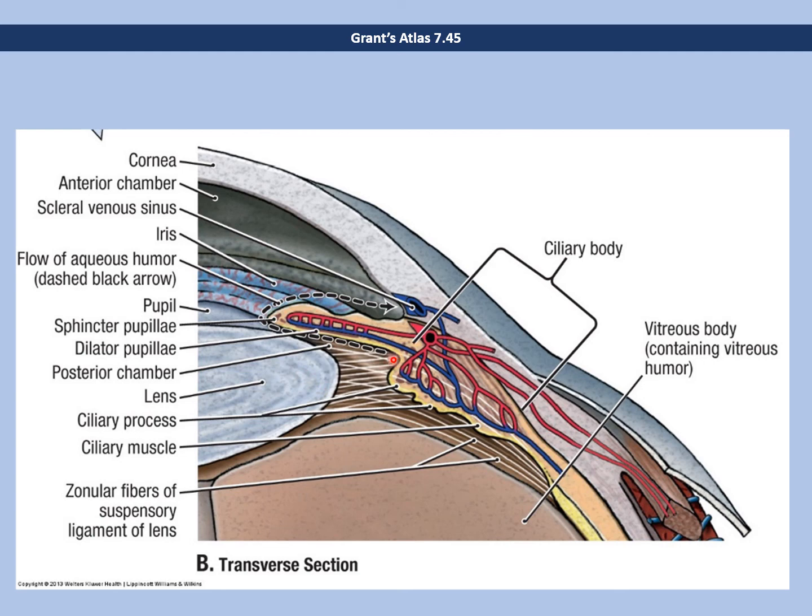Here's just another image of that where, if you follow this dashed line, the ciliary processes make the aqueous from the posterior chamber to the anterior chamber. And again, the sclerovenous sinuses return via the ciliary veins back to venous supply.